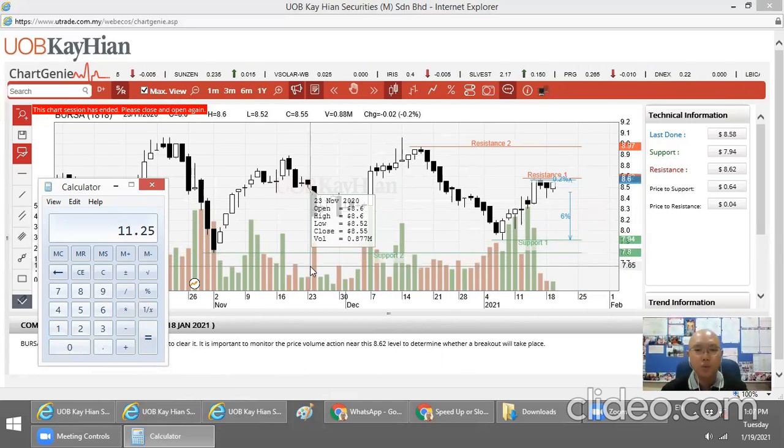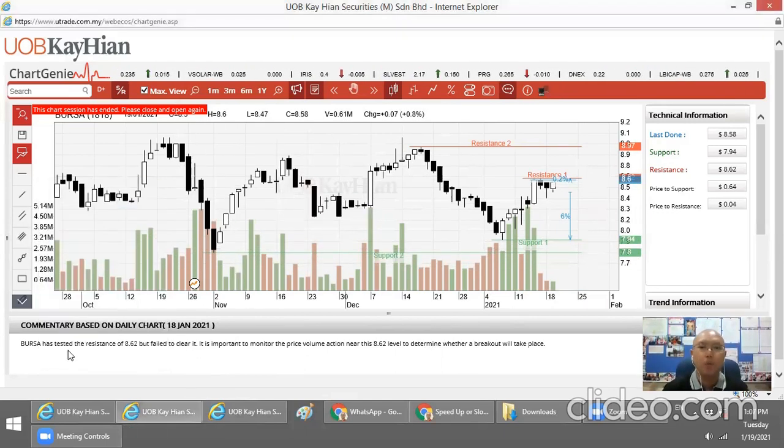So this is the reason why we check on the Chartgenie every single time before we buy a share, because we want to know if the current price is near the support or the resistance. So we always want to buy low, sell high. Low means what? Support. High means what? Resistance. Okay.